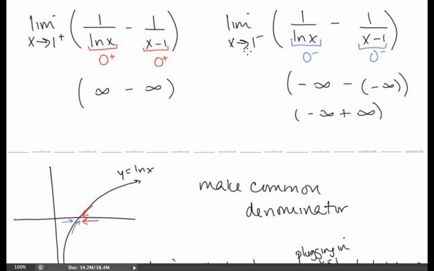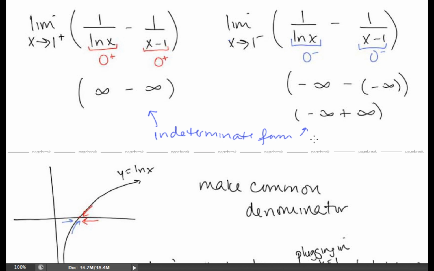As x is going to 1 from the left, ln x is going to 0 from values that are negative. So we have a 0 minus here. And same thing with x minus 1. When the x values are less than 1, this subtraction gives us a negative value approaching 0. So again, 0 to the left. So here we have positive infinity minus positive infinity. And here we have negative infinity minus negative infinity, which is negative infinity plus infinity, same thing, same indeterminate form.